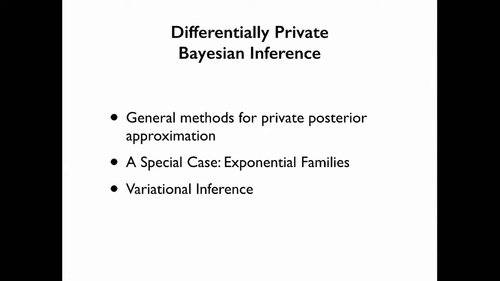So there's been a fair bit of work on differentially private Bayesian inference by now, and the work is kind of divided into 3 general classes of methods, right? The first is general methods for approximating the private posterior distribution. In the special case of exponential families, as it happens, we can do much better. And then finally, variational inference. So let me begin with the general methods for approximating a posterior privately.